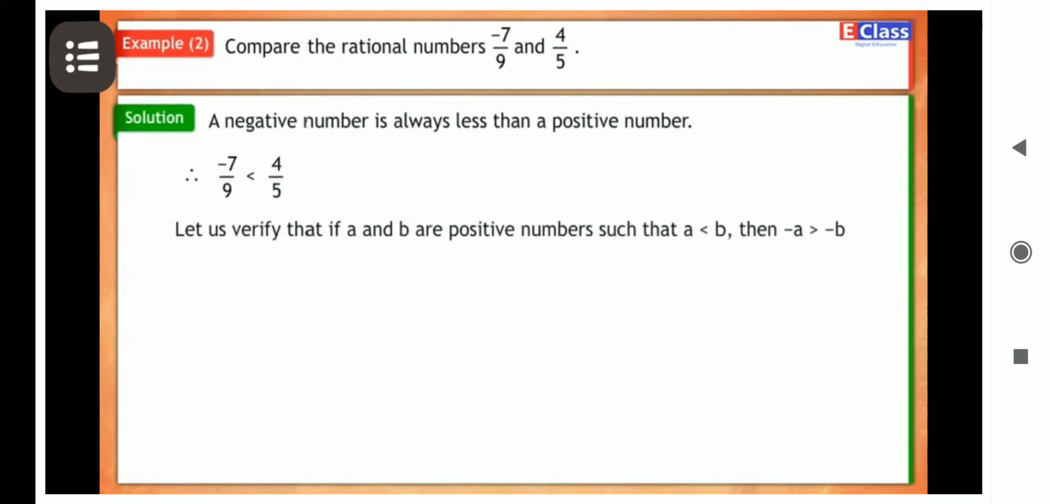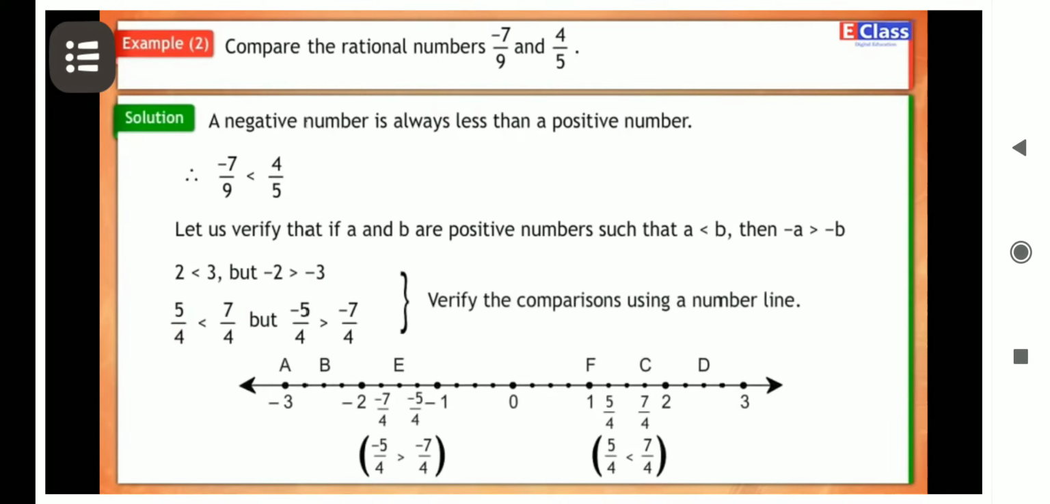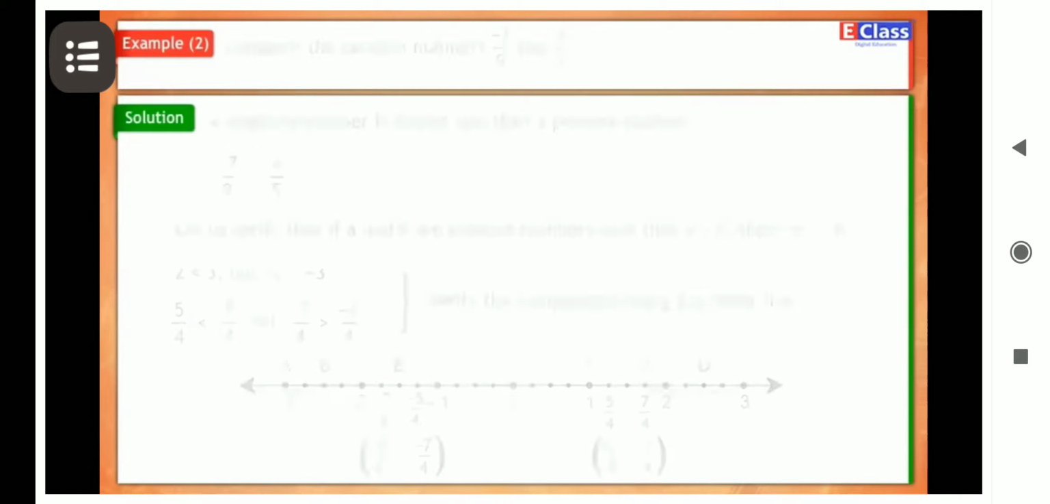Let us verify that if A and B are positive numbers such that A is less than B, then -A is greater than -B. 2 is less than 3, but -2 is greater than -3. 5 by 4 is less than 7 by 4, but -5 by 4 is greater than -7 by 4. You can verify the comparisons using a number line.